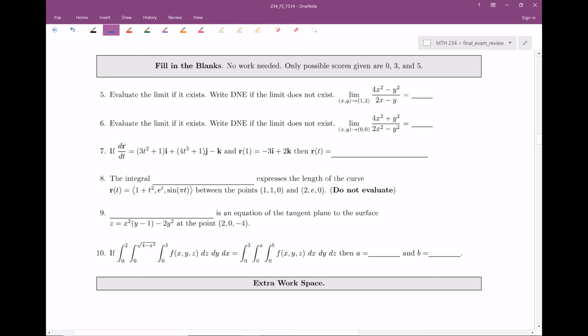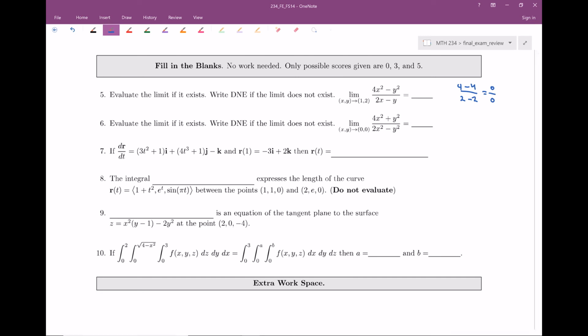If I plug 1 everywhere I see an x, I'm going to have 4 on top, and 2 everywhere I see a y, I'm going to have minus 4. In the denominator, 1 everywhere I see an x gives 2, minus, when I plug in 2 for y, 2. So this is a 0 over 0 situation. It'd be nice if it was a real number, but sadly not in this case.